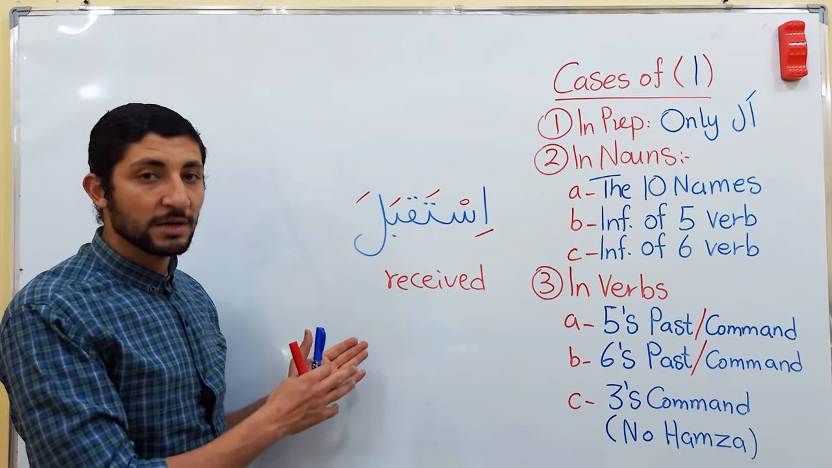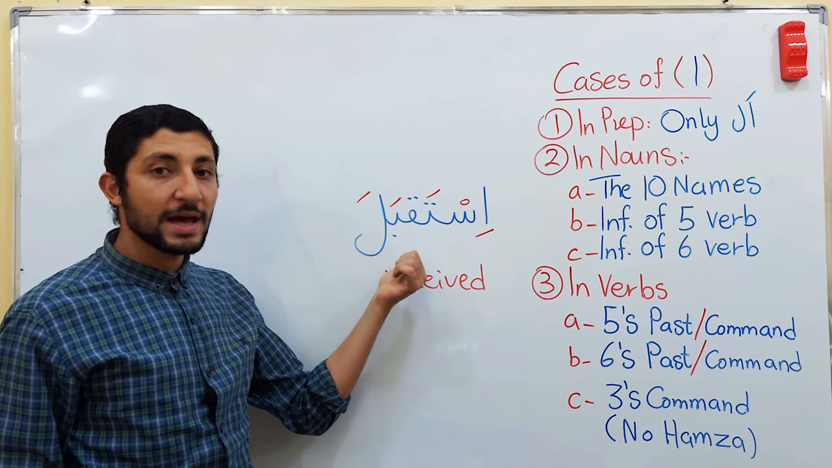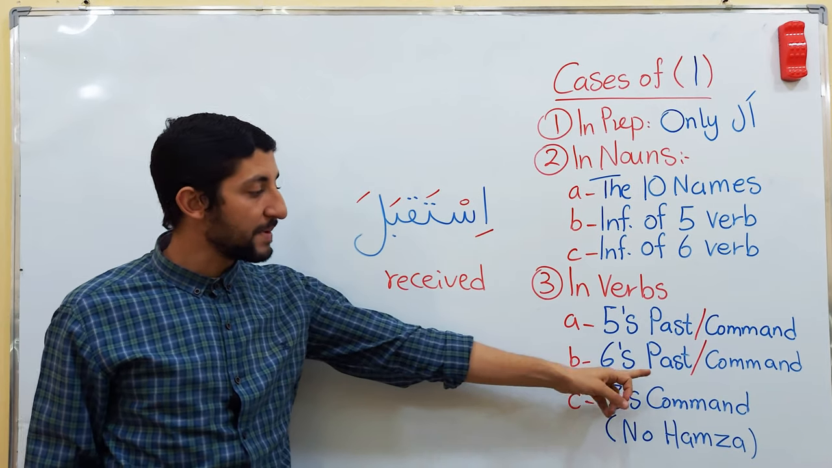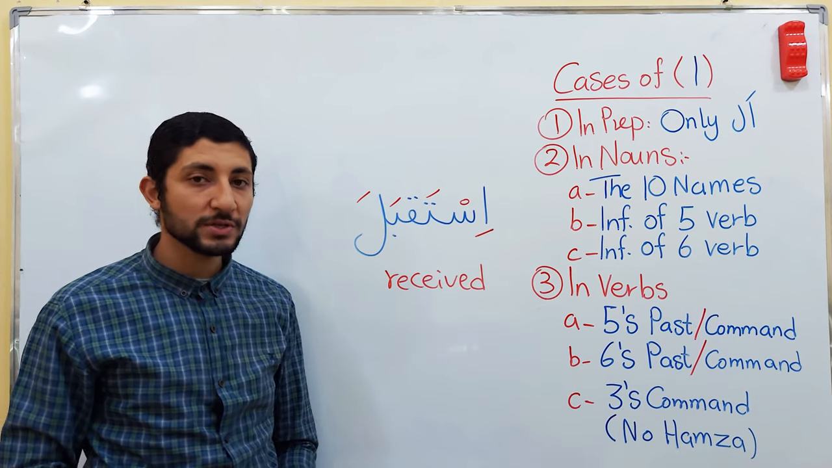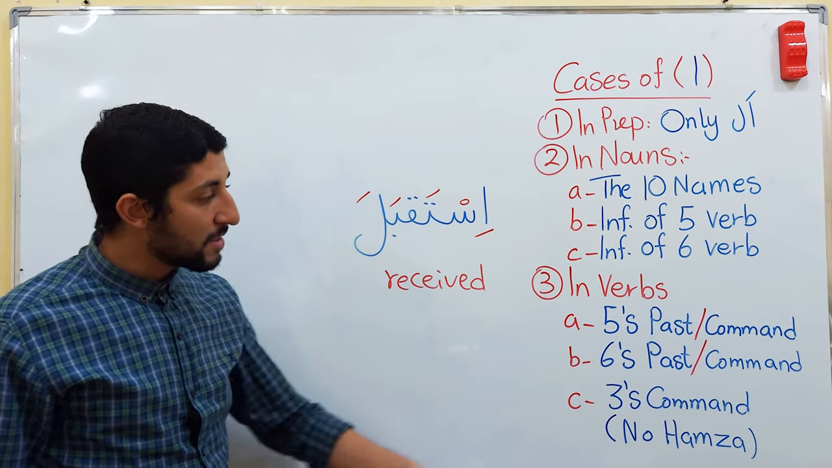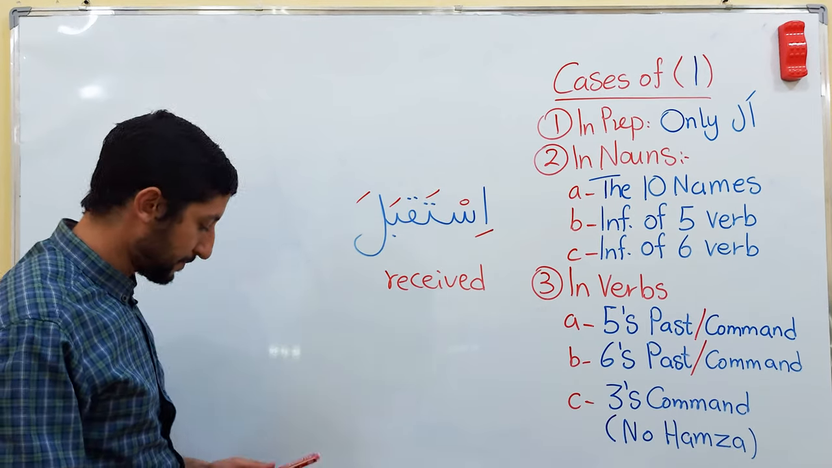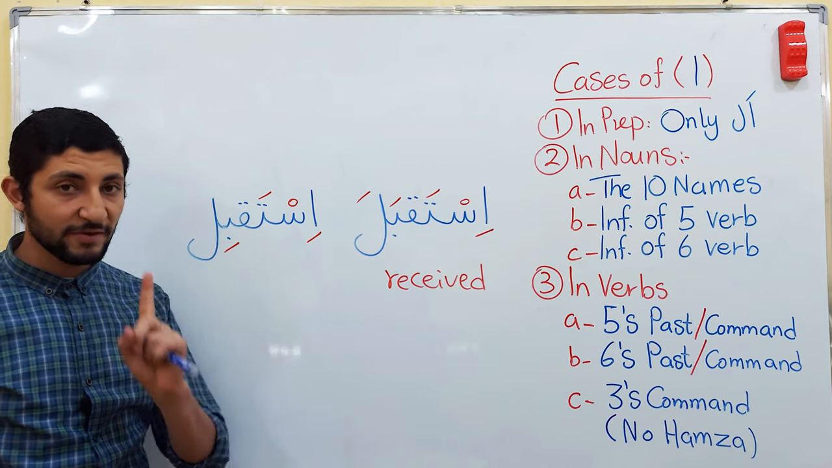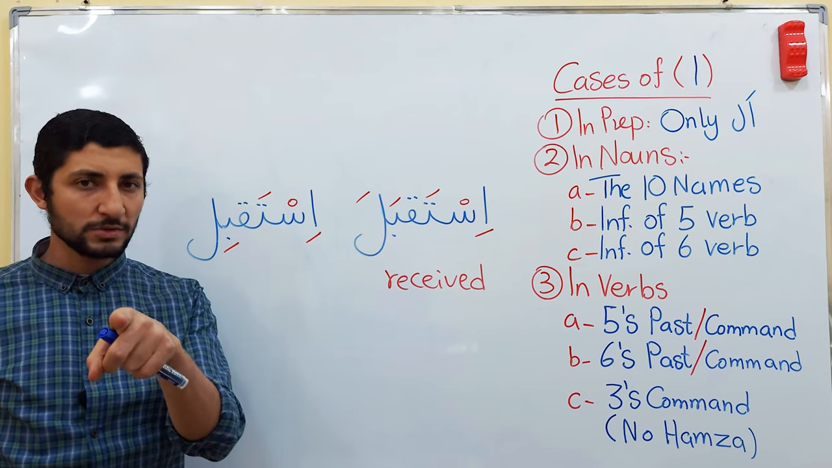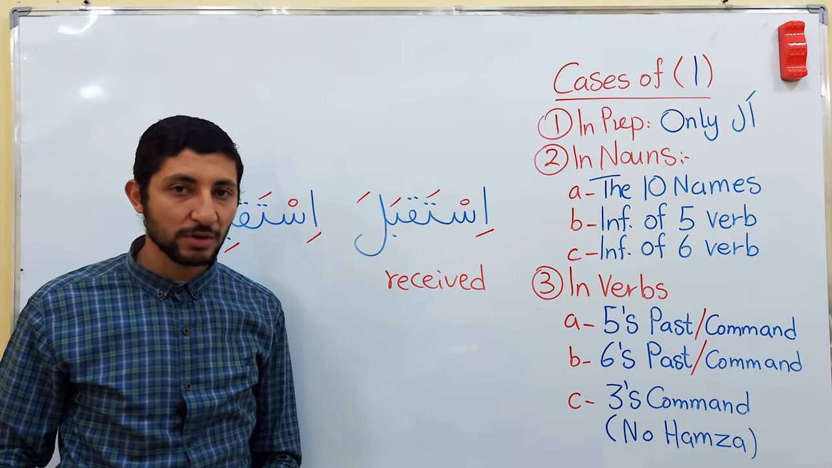The same we did with quintuple verb applies here. First, the past. The past of hexa verb, as you can see, contains همزة وصل. Second, the command. If I want to give you a command, receive. استقبل is the command of this one. If I'm giving you a command, go and receive. Okay? And lastly, the infinitive, المصدر.